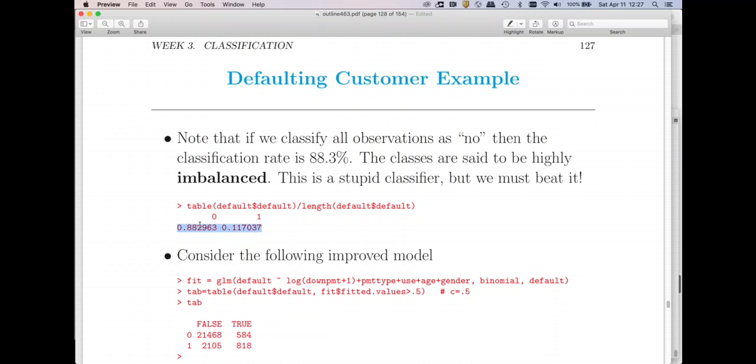Now, let's begin with a very stupid classifier. Anybody who comes in, we're just going to say they're not going to default. So everybody is a no. My classifier predicts no for all cases. It should be kind of impressive that this classifier is right 88.3% of the time. I mean, wow, that's really good. But of course, this is stupid. So I want to point this problem out. This is a problem called the Class Imbalance problem.